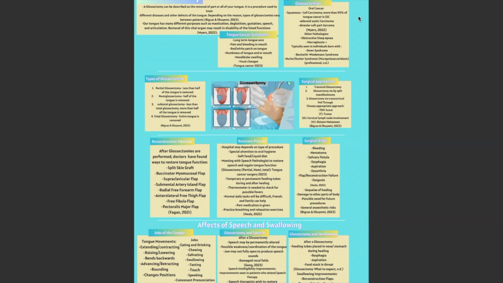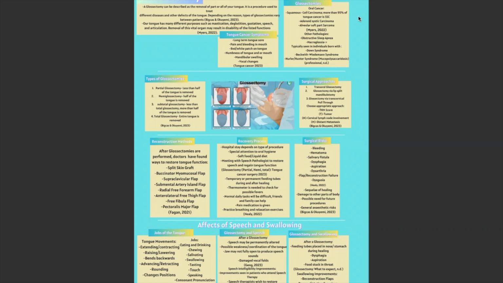Because the tongue can move in many different directions, it is responsible for almost all oral functions, such as chewing, swallowing, and the sounds we produce when speaking. One of the most significant factors when it comes to our speech is our intelligibility, or the ability to be understood. When the tongue is removed, we are unable to produce most of our vowels and consonants, and this is why speech therapy is vital following a glossectomy.